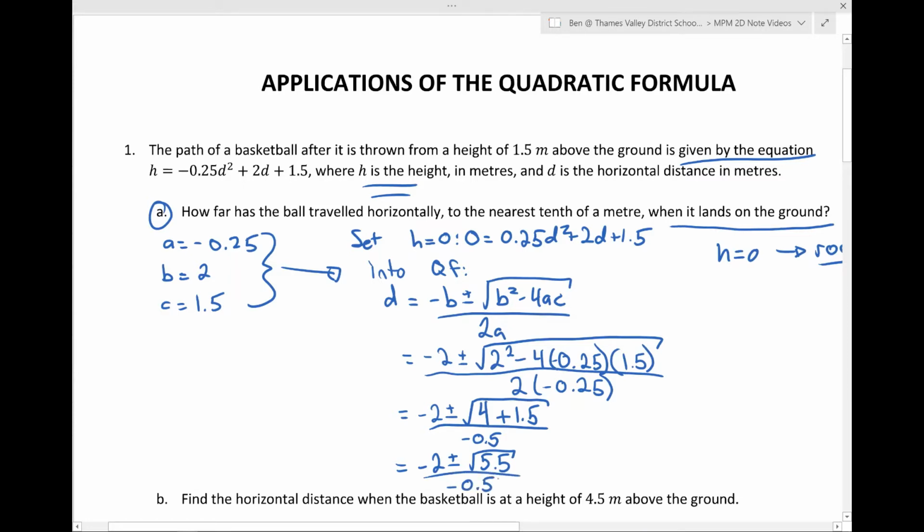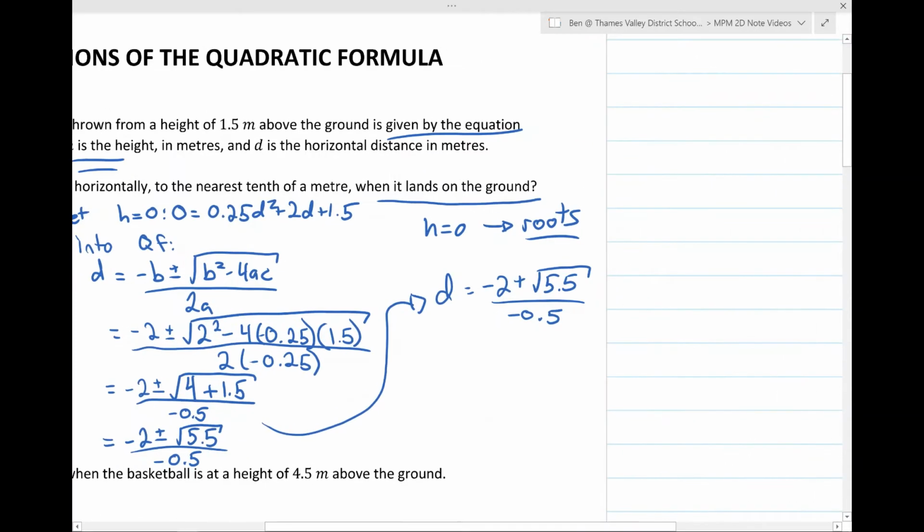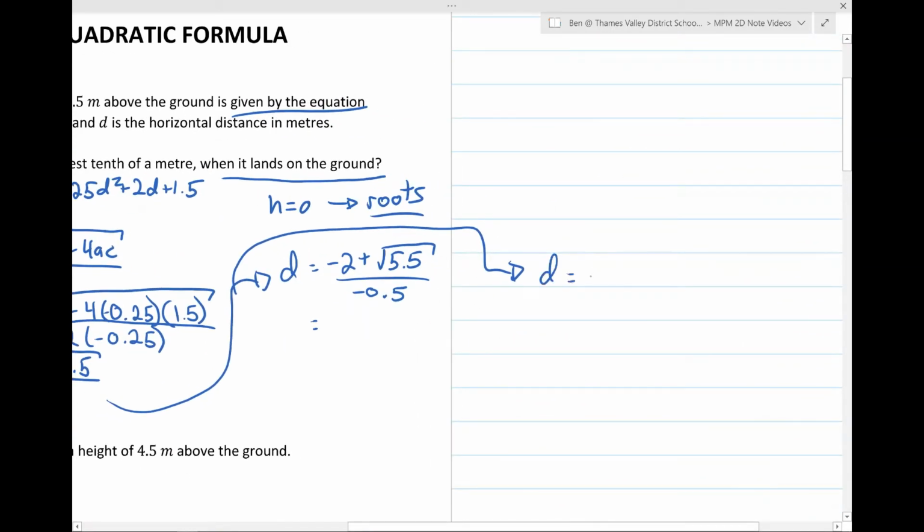And then we can break this apart. So our first solution will be d equals negative 2 plus root 5.5 divided by negative 0.5. And our second solution will be d equals negative 2 minus the square root of 5.5, all divided by negative 0.5. So that's great. We'll plug these into our calculators right now.